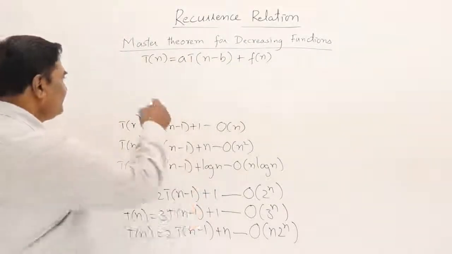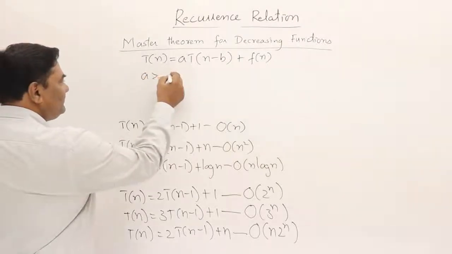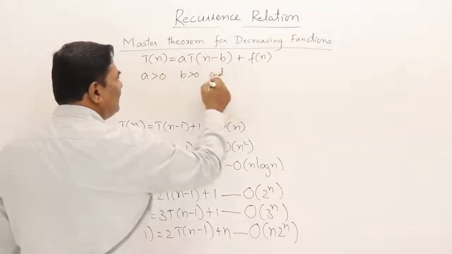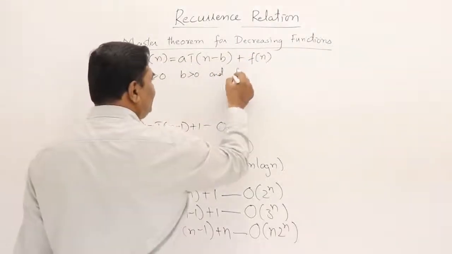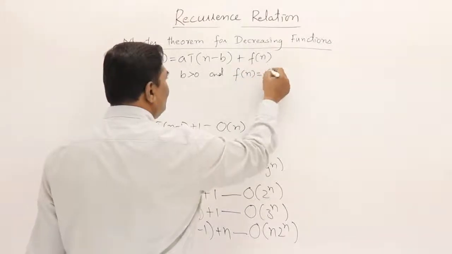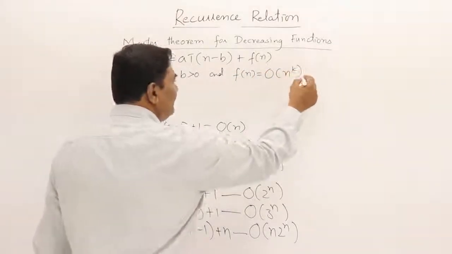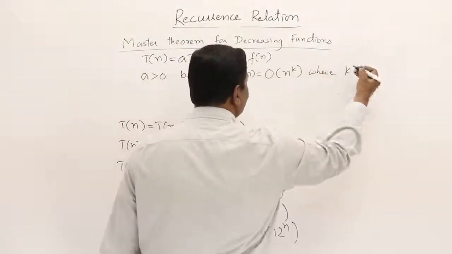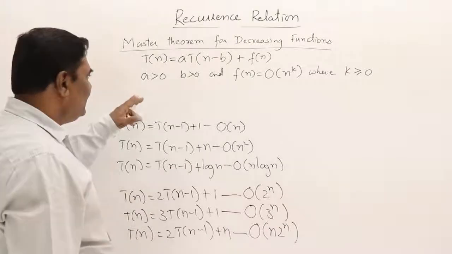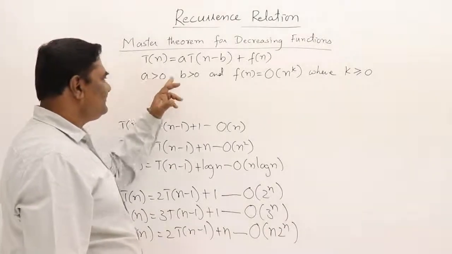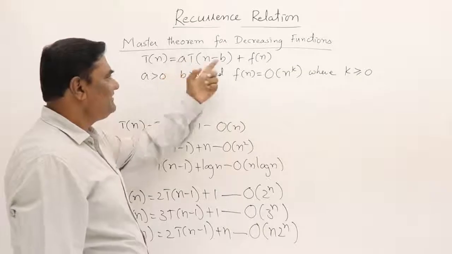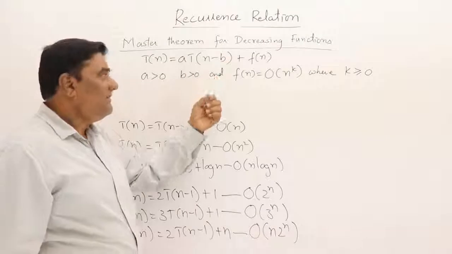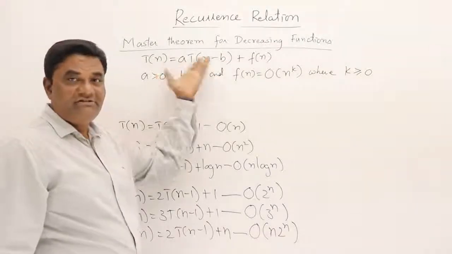In this we assume that a is greater than 0 and b is also greater than 0, and we say that f of n is in the form of order of n power k, where k is greater than or equal to 0. If a is 0, then there is no recursion, and if b is 0, then there is no subtraction, right? Then everything breaks.